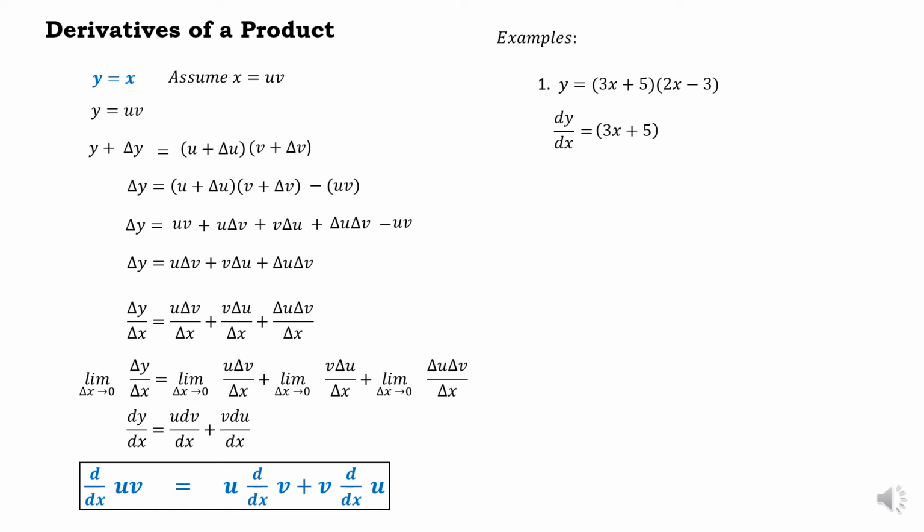The derivative of 2x, since that is a constant and a variable, just factor out 2 times the derivative of x which is 1. Therefore, the derivative of 2x is equal to 2 and the derivative of 3 which is a constant is equal to 0.